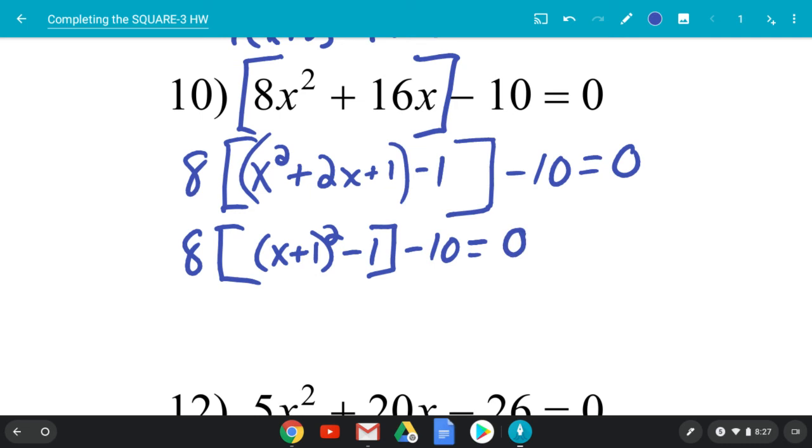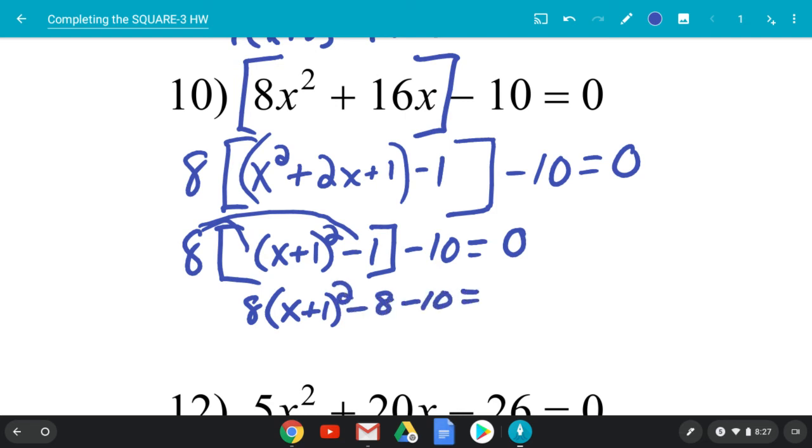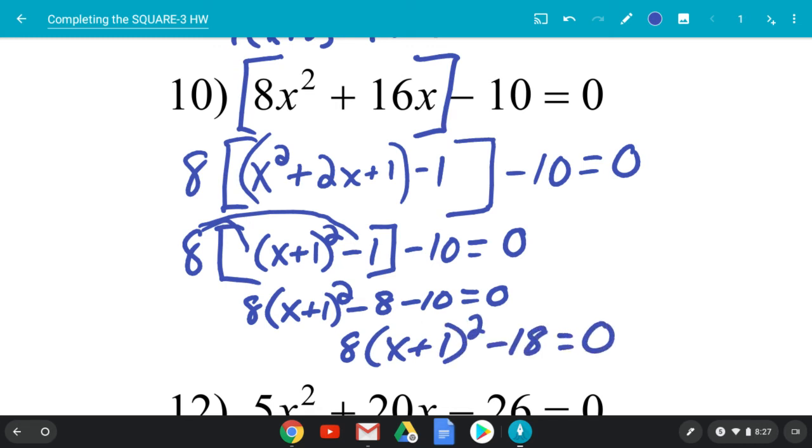Now what? Distribute. Just distribute that 8 back in. It'll go there and there. So I'm left with 8 times x plus 1 quantity squared minus 8 minus 10 equals 0. Combine my like terms now. 8 times x plus 1 quantity squared minus 18 equals 0.